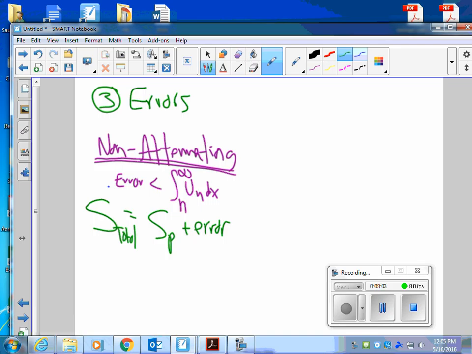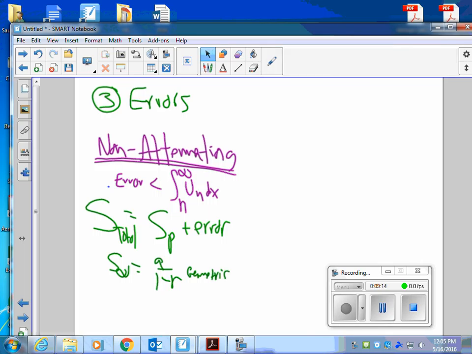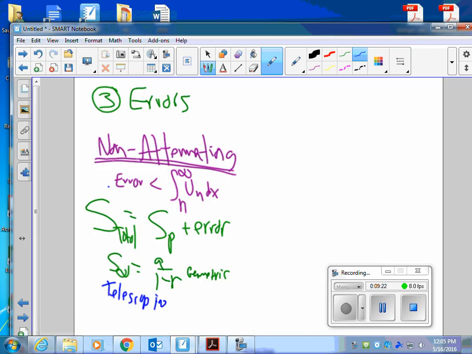Another way to find a non-alternating sum is the geometric series, a over 1 minus r, we love that. And then the third one that we did where we actually found the sum was the telescoping series, which used partial fractions. I can go over that some other time.